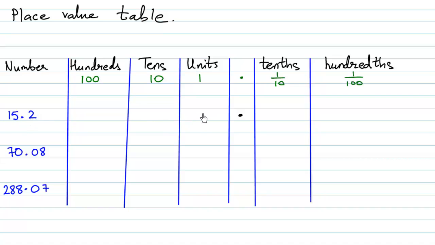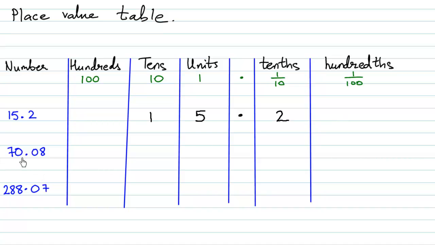And then we shall be writing 15.2. We shall be writing 5 under the units place. And we shall be writing the 1 under the tens place. And we shall be writing the 2 under the tenths place, 1 upon 10. And we can leave this empty. This is 0 and this is also 0.